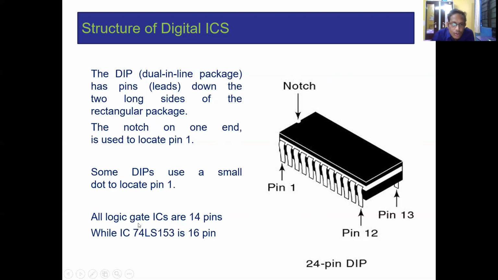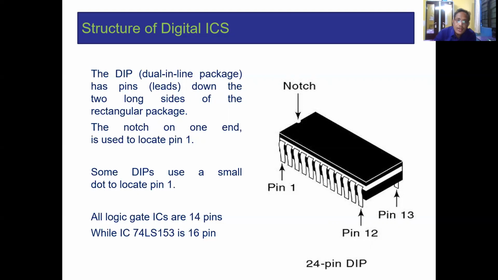All logic gate ICs are 14 pin. That means whatever practicals you performed in first year, the study of different types of logic gates and verifying them, all the logic gates have only 14 pin ICs. Out of that, pin number 7 is the ground and pin number 14 is the VCC. So you should always keep in mind that all the logic gate ICs, whether it is a 74LS00, 74LS32, 74LS86 or 74LS04, are basically called 14 pin ICs.